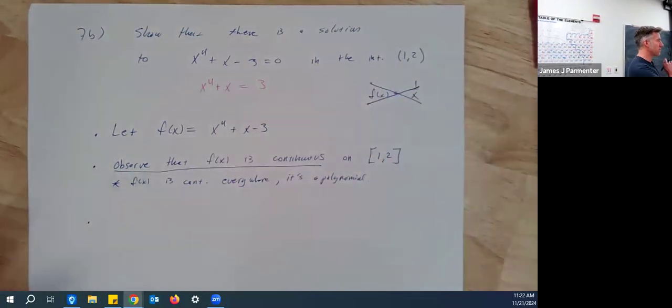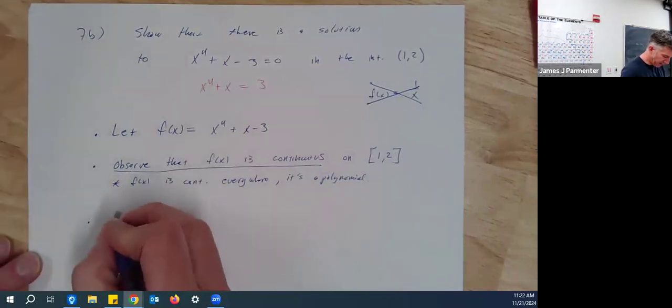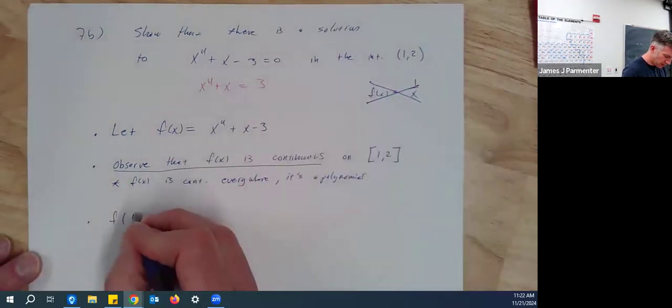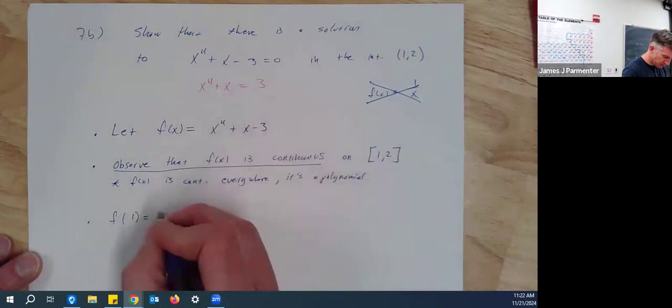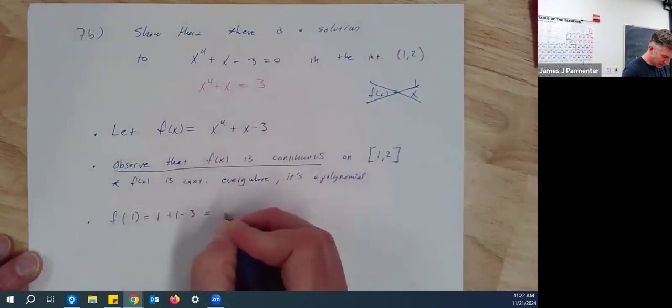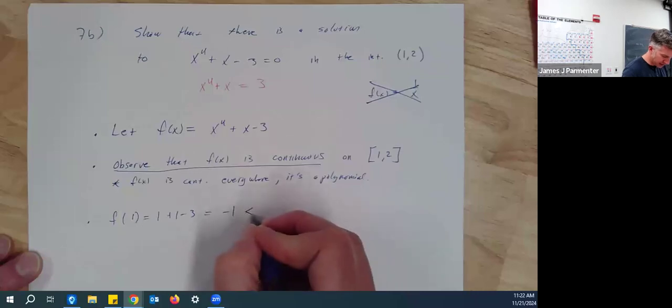Then you have to look for two things. And typically it's just plugging in your endpoints. Observe that f of 1 is equal to 1 plus 1 minus 3. I don't actually care that it's negative 1. I just care that it's negative.